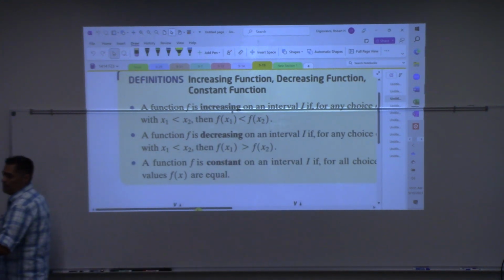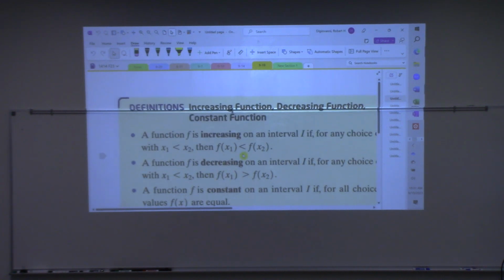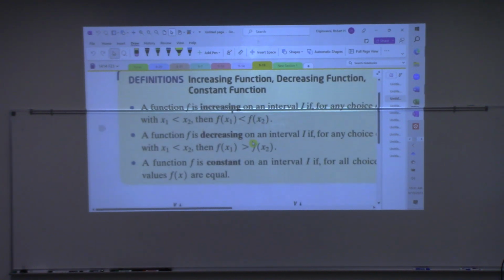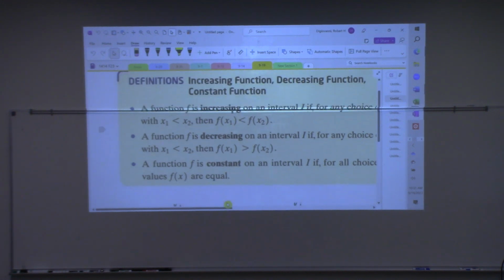All right, here we go. Moving on to a new definition. This definition involves what's called increasing, decreasing, and constant functions. The definition is a little bit confusing. I'm going to try and explain the first definition and what it means for a function to be increasing on an interval. Because when you read it, it's like, what is this talking about?